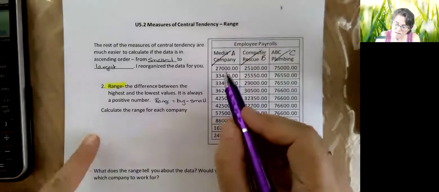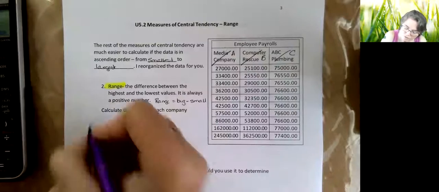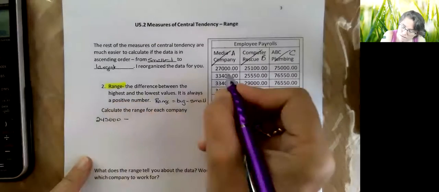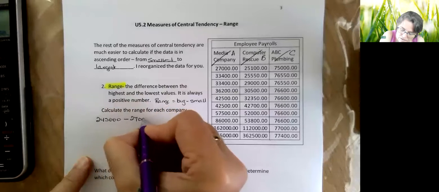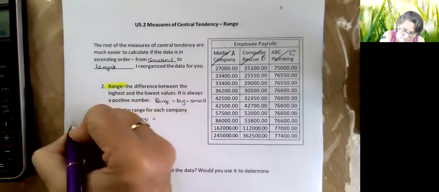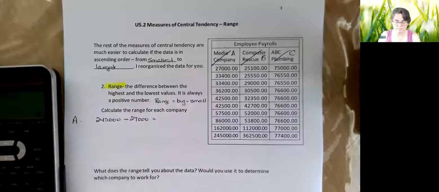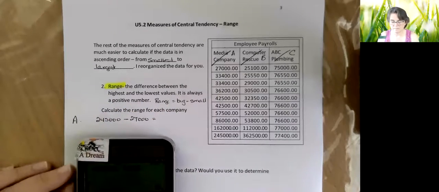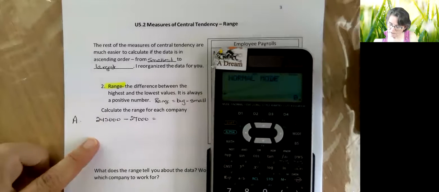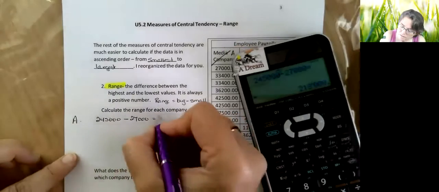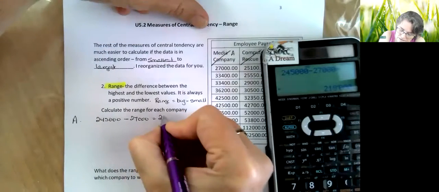So the biggest, that's why we put them in order, 245,000 minus our smallest, 27,000. Sorry, that moves so we can see it. 245, yes, 218.